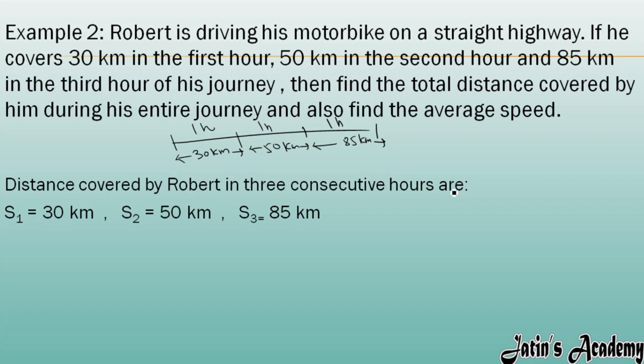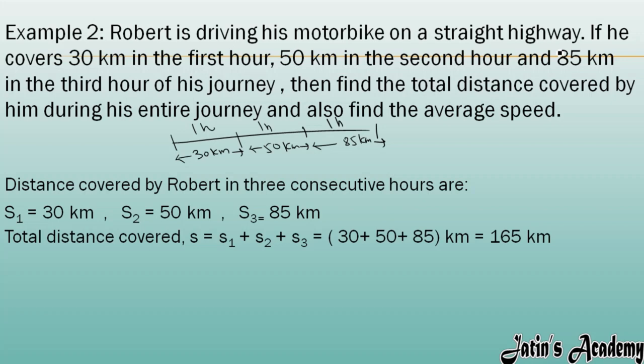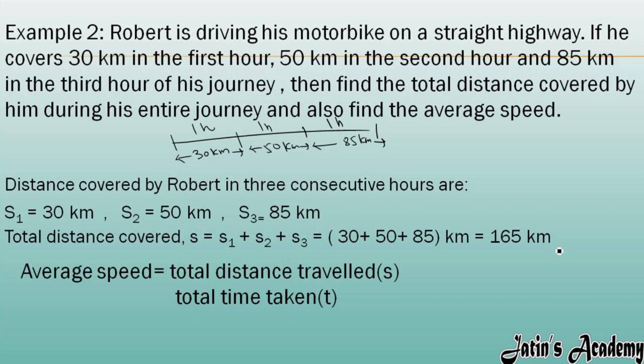So we will firstly find the total distance covered. Total distance covered is the sum of all these three distances, which will give you 165 km. Then afterwards, we have to see the formula. So the formula of average speed is total distance over total time.